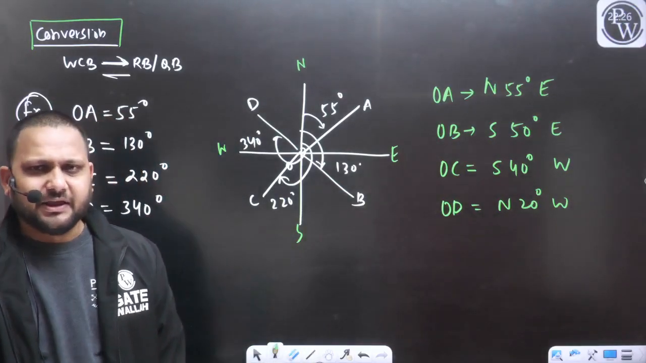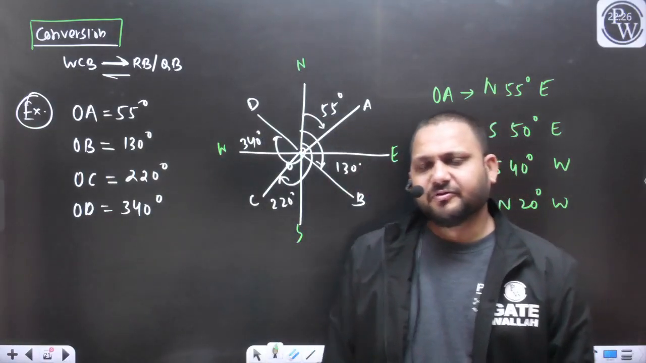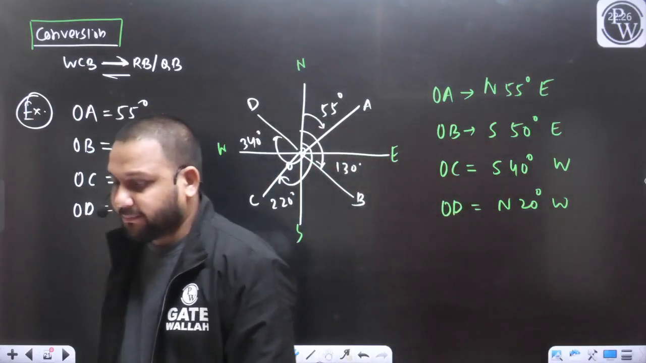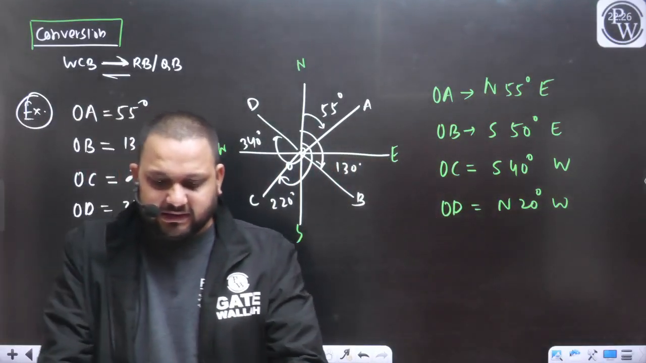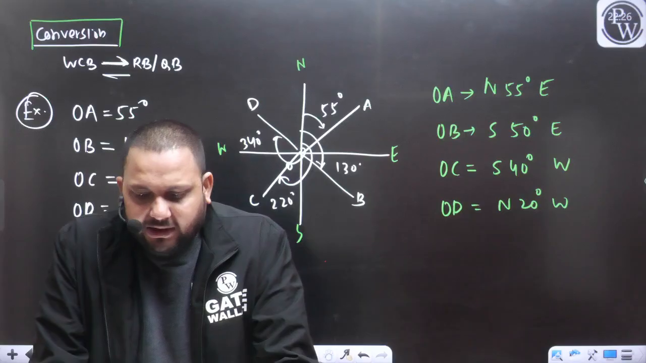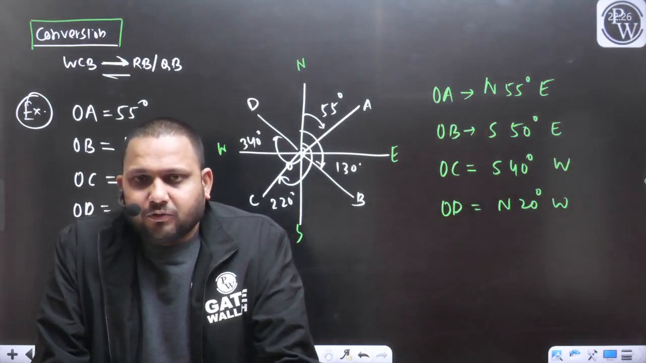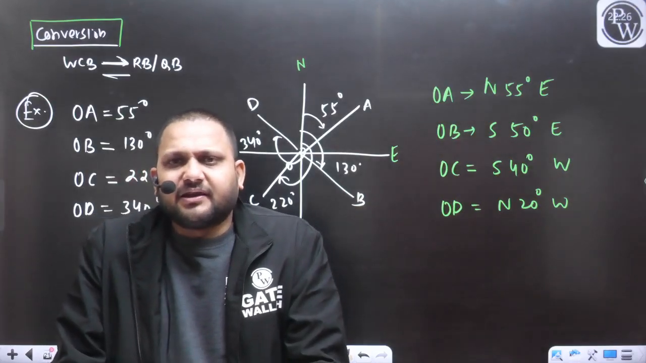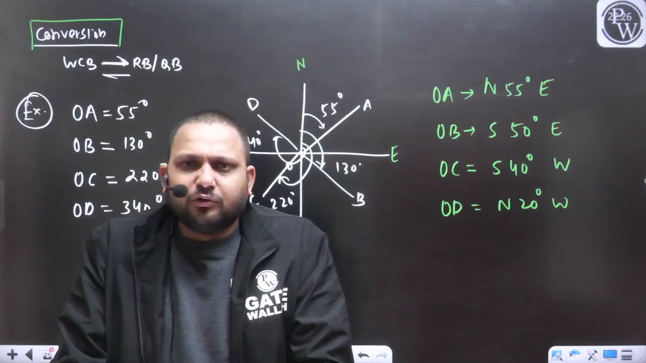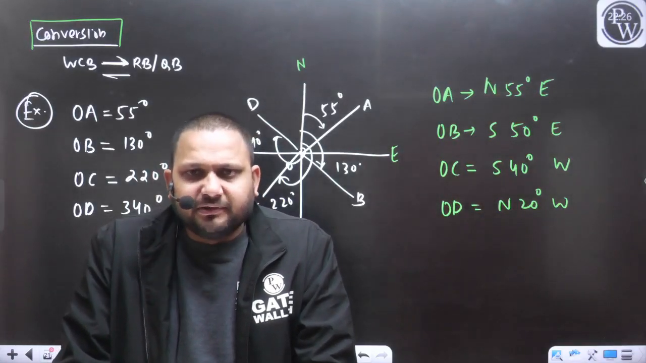So this is not any rule. This is the general practice. In which system we are more comfortable, we will follow that system. Sir, but in the exam, if they have provided the data in the RB or QB system, what will we do? Very easily we can convert all those data into the WCB system, and we can solve the question in the WCB system itself.